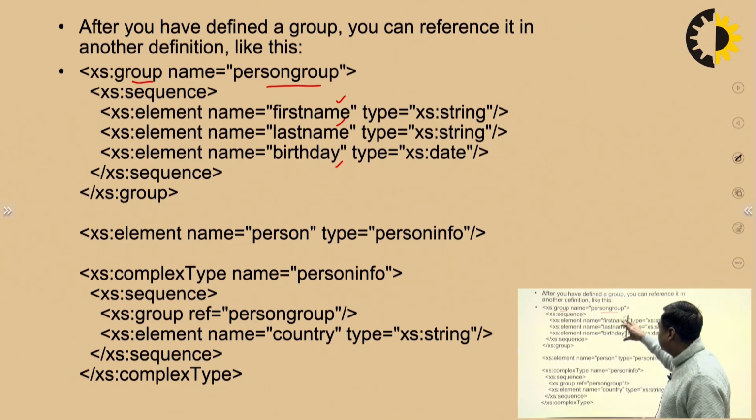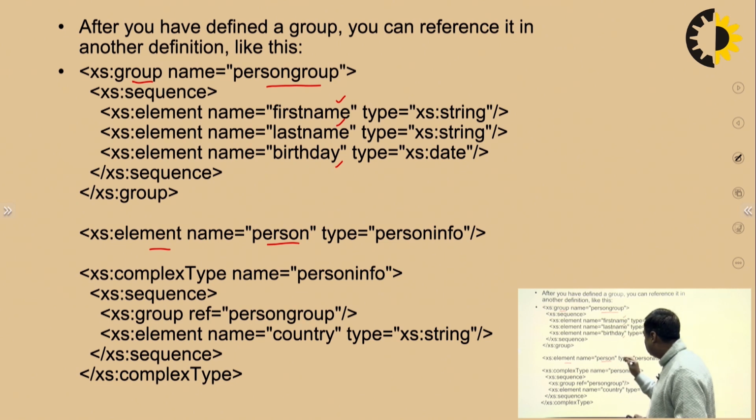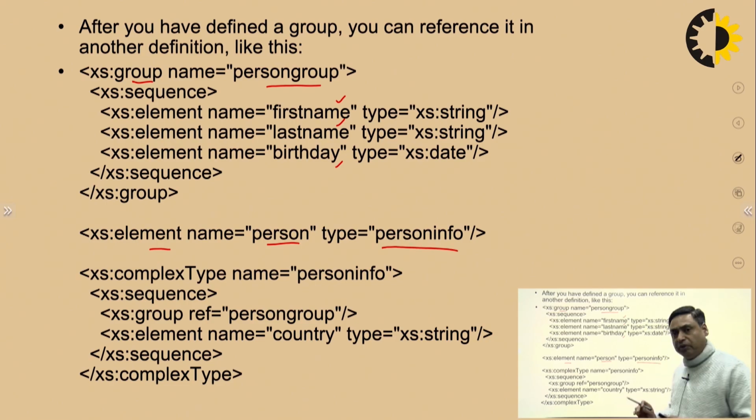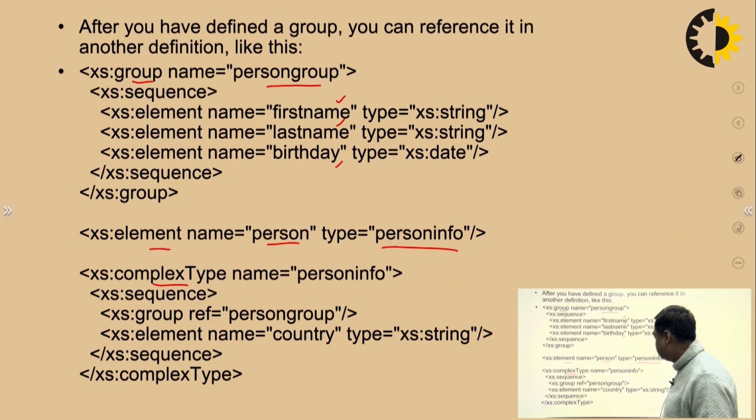Next, we want to use this group in our XML schema. So we are going to define an element person. This is an element, and I want to define the type of this person. To define the type of this element, we have given the type person info because it is a user defined type. The meaning of a user defined type is that it is a complex type because it consists of many other elements.